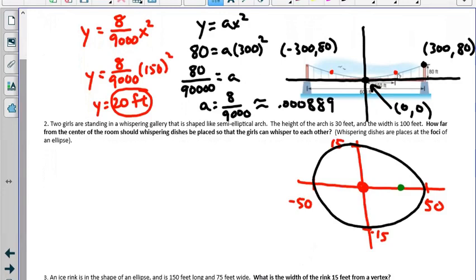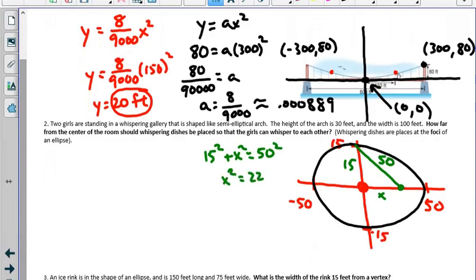And so in order to find the location of the focus, we know that the distance from the intersection with the minor axis to the focus is equal to the length from the center of the ellipse to the intersection of the major axis. And so this is 15, that's 50, and our horizontal distance to the focus will be x. So we have 15 squared plus x squared equals 50 squared.